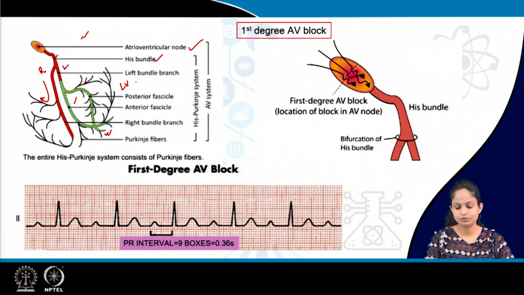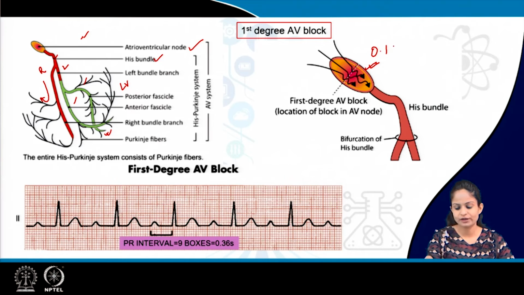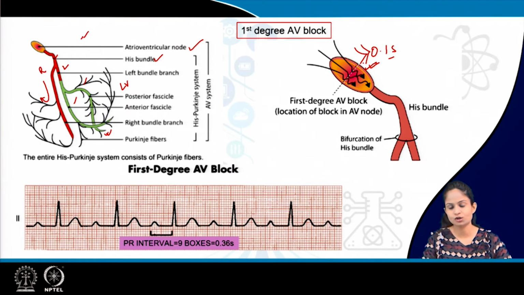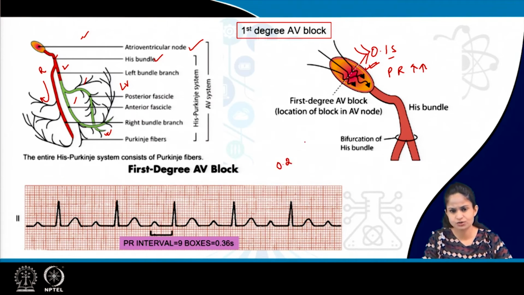Now, in the first degree AV block, if any block is present, there will be delay in the conduction. It is not that the impulses will not pass, but the AV nodal delay, which is usually 0.1 second, will get increased. So, that will cause prolongation of the PR interval. Here we see the first degree AV block. Generally, if I ask you what is the normal PR interval, we usually have 5 boxes. 5 boxes means 5 into 0.04, that means 0.2 seconds. 0.2 to 0.22 seconds should be the normal PR interval.